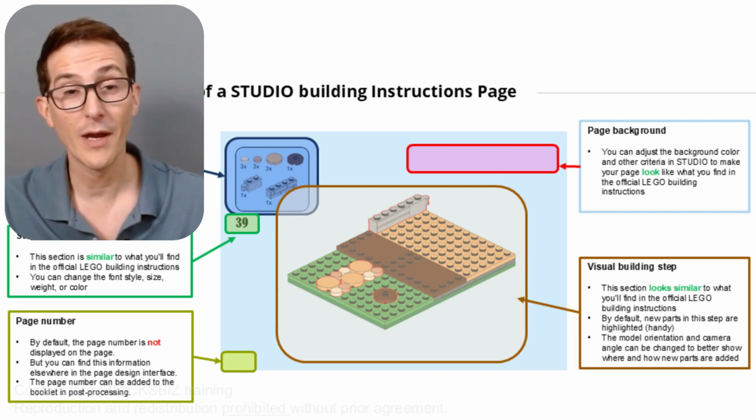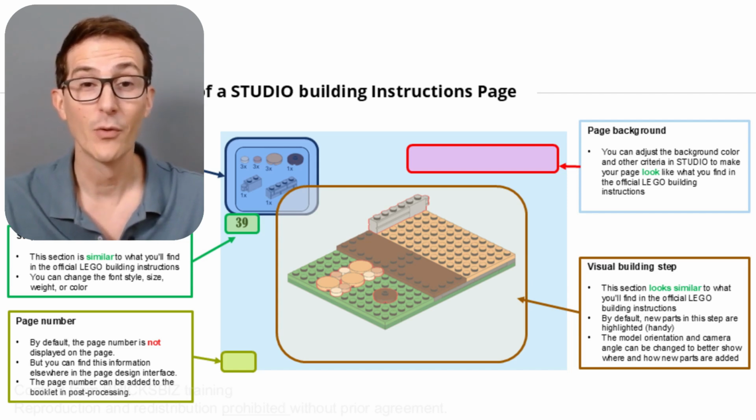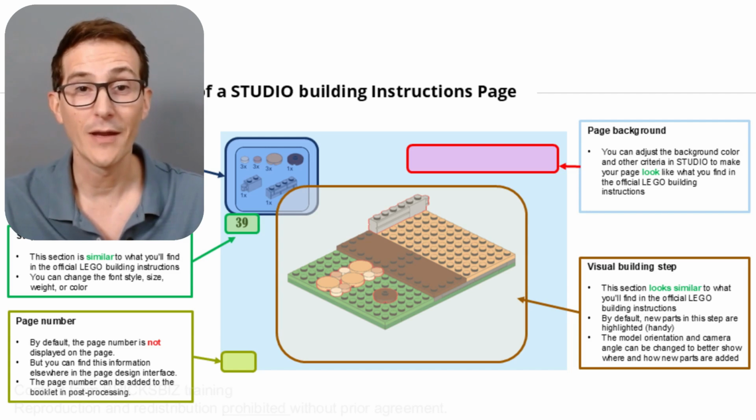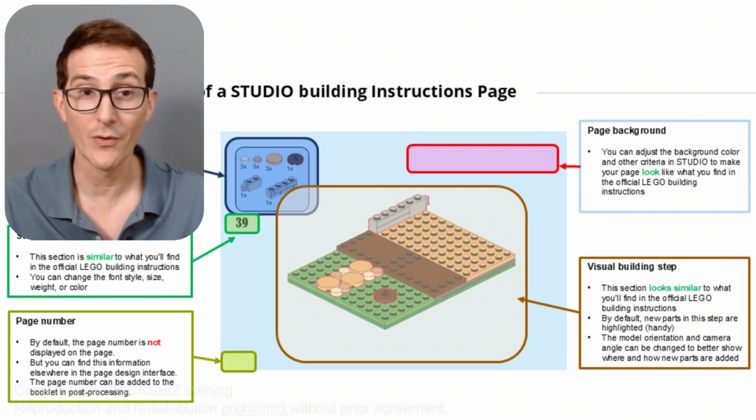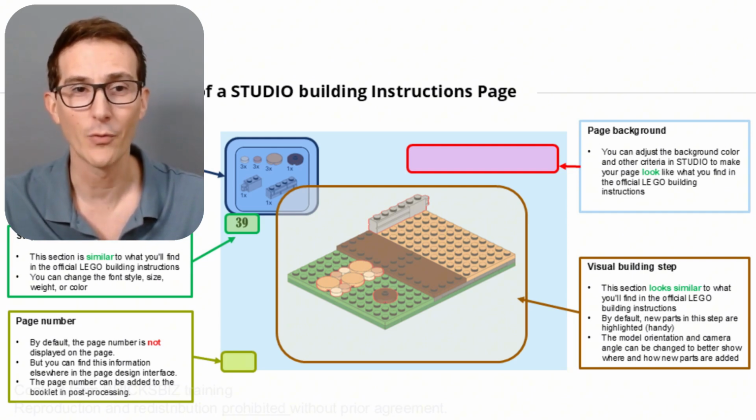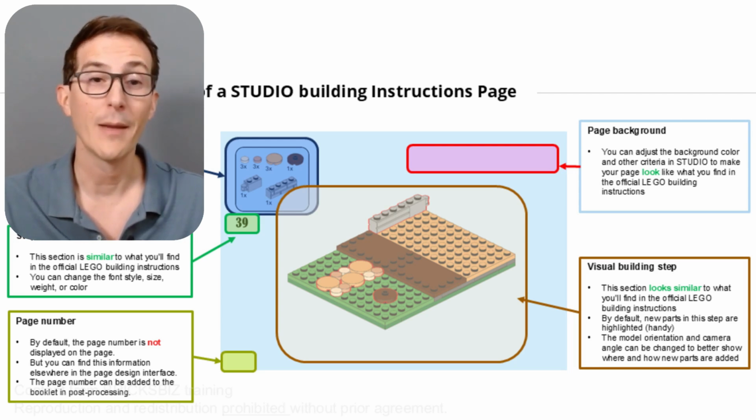The most important area of the page, the 3D visual of the building step, is similar to that found in the official LEGO building instructions. By default, new elements in this step are highlighted. This feature, not always present in official LEGO building instructions, is extremely practical for future builders. Finally, you can adjust the model orientation and camera angle to better show where and how new parts are added to the model during this step.